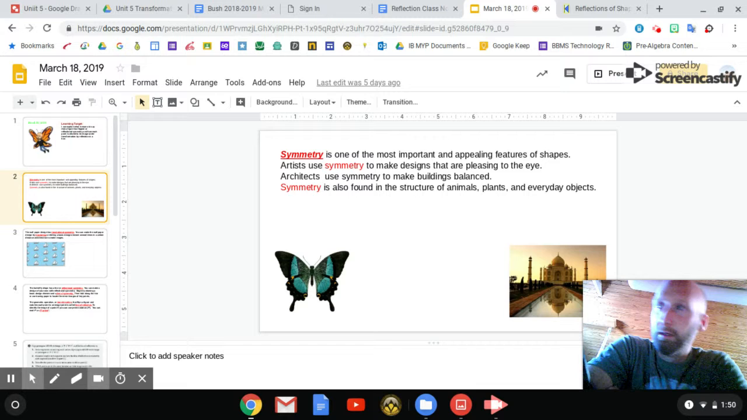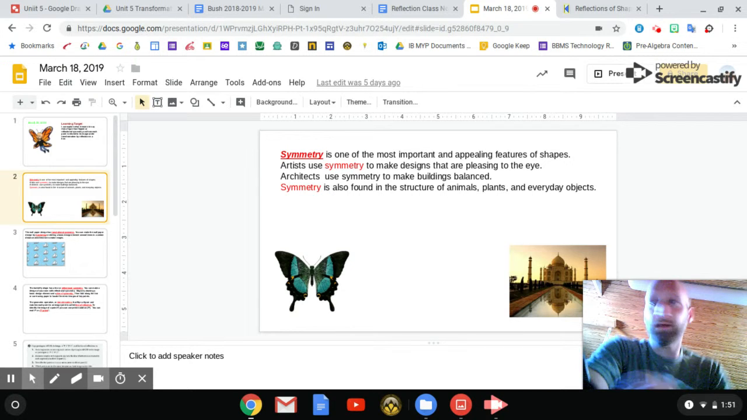Symmetry is one of the most important and appealing features of a shape. Okay, artists use symmetry to make designs that are pleasing to the eye. Architects use symmetry to make buildings balance. Symmetry is also found in the structure of animals, plants, and everyday objects.